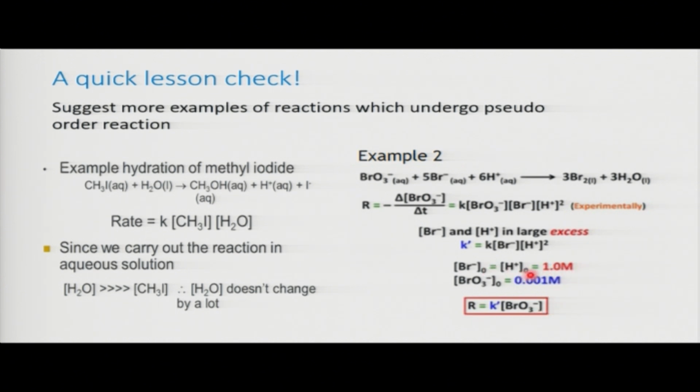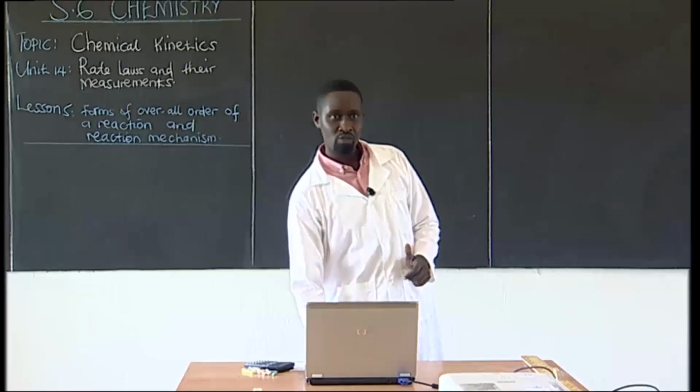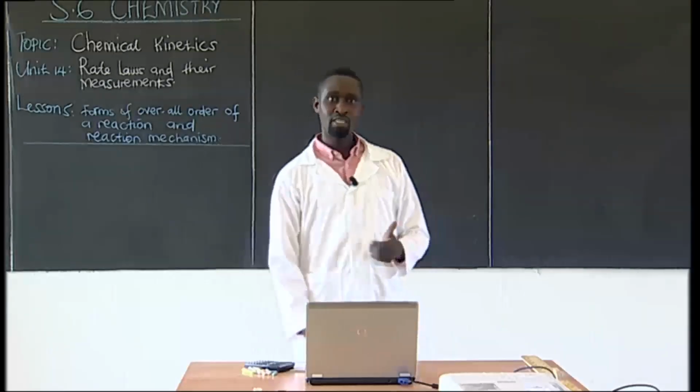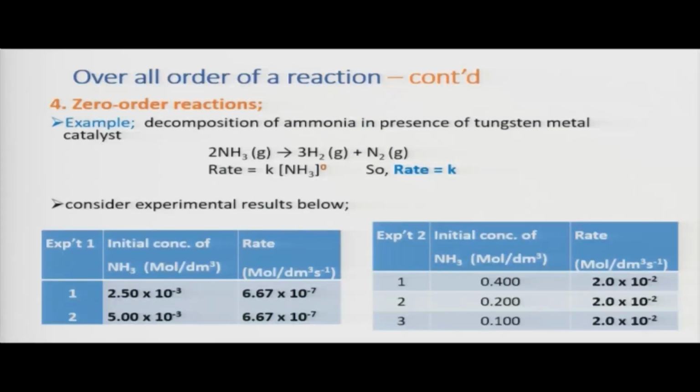The other two reactants are not affecting the rate of reaction. So the rate is only affected by the bromate ion, making it a pseudo first order. It is not entirely first order, but because of these high concentrations with regard to the other, it brings in the falseness. So that is it, and we can quickly look at the zero order before we conclude.